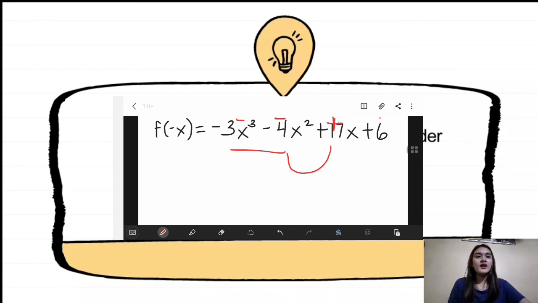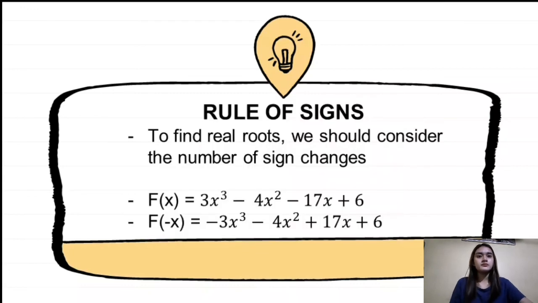Let's now proceed to the negative function. The only change in sign that we can see is in the second and third terms. So, there is only one negative real root in this function. Therefore, the possible number of positive real roots in this function are 2 and 0, while the number of negative real roots in here is guaranteed to be 1.